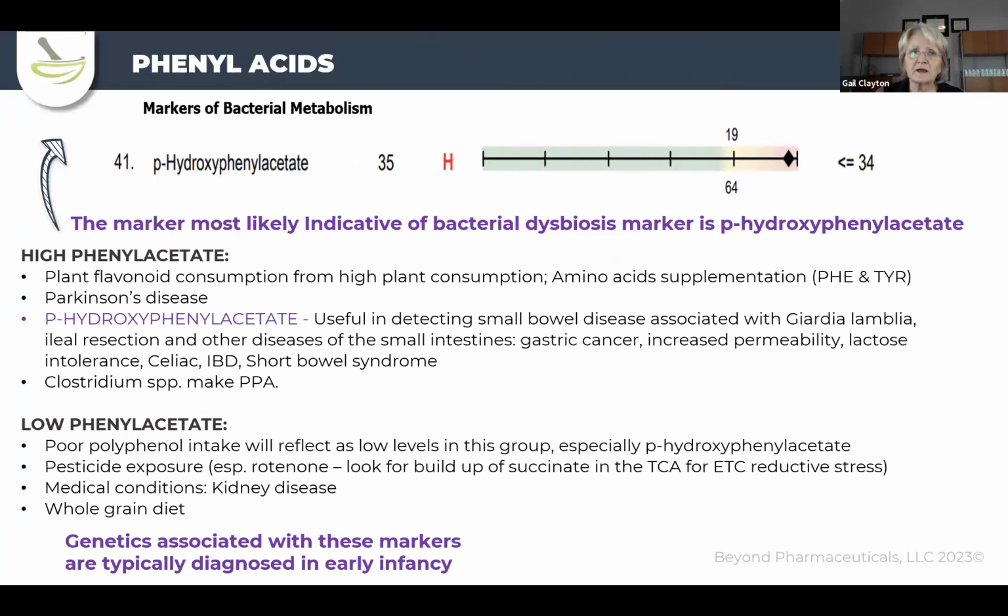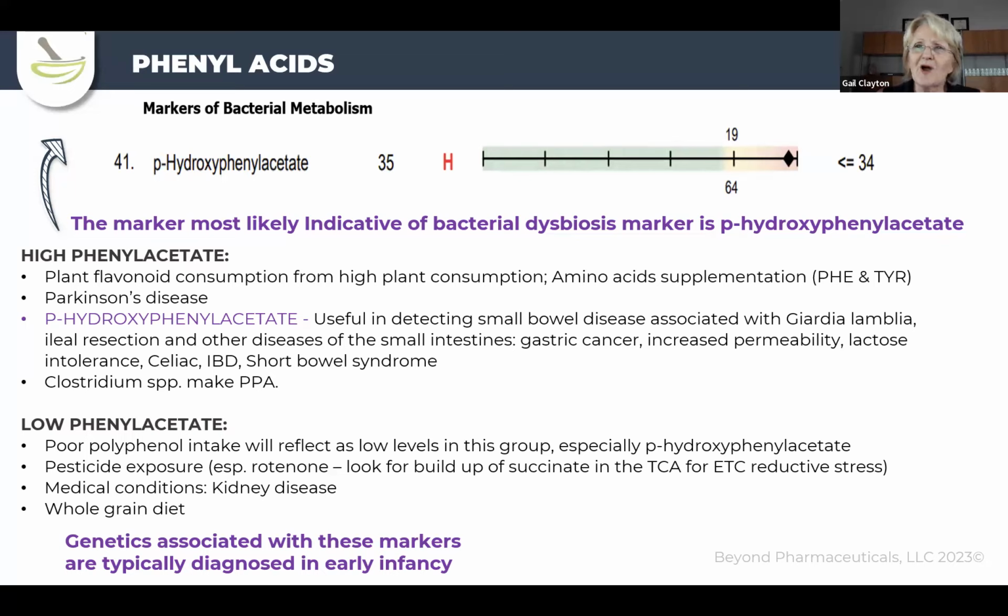Now, this p-hydroxyphenyl acetate is the marker that's most likely indicative of bacterial dysbiosis, okay? It's also from plant consumption. It could also be from amino acid supplementation. You may see it high in Parkinson's. You may see it high in certain small bowel diseases like giardia, ileal resection, celiac, inflammatory bowel, and short bowel syndrome. And now Clostridium species also make this, so it could be a Clostridium overgrowth.